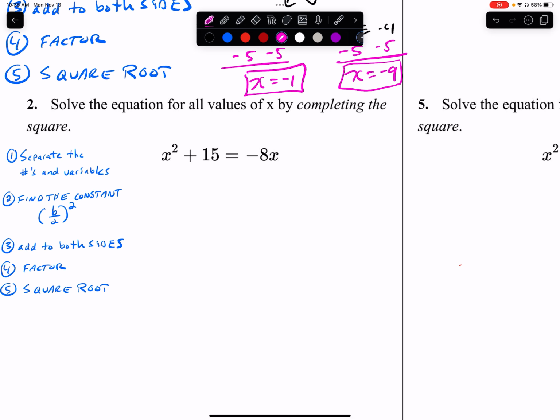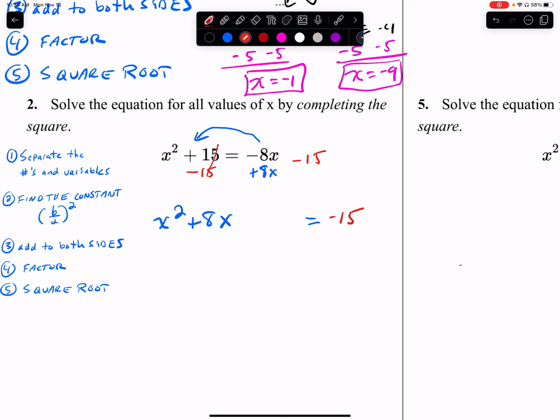Step one is separate the numbers and the variables. You can see that I have an 8x, so I've got to move the 8x over to the other side. I'm going to get x squared plus 8x equals, and now I'm going to do -15 minus 15, so I get -15 on the right-hand side. You see how I separate the numbers and the variables.